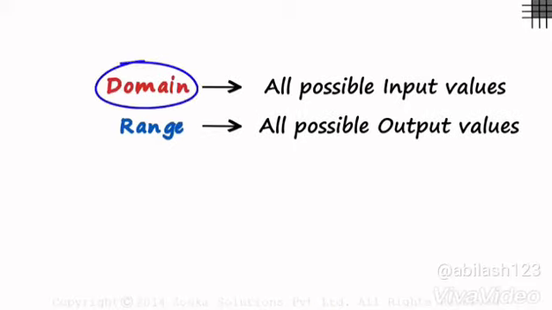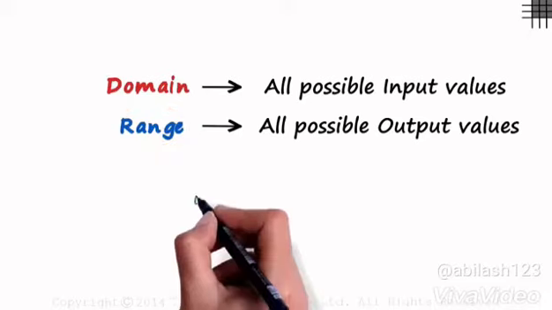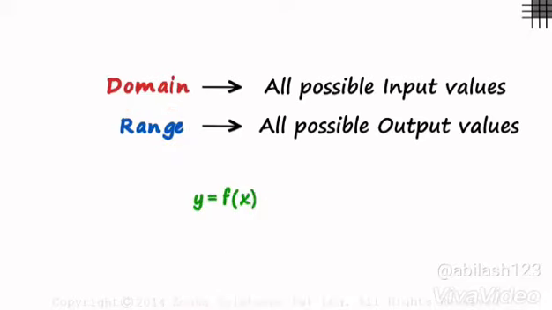The domain is the set of all values that go into the function, and the range is the values that come out. So if we have a function like y is equal to f of x, the domain will be all possible values x can take, and the range will be all possible values for y.